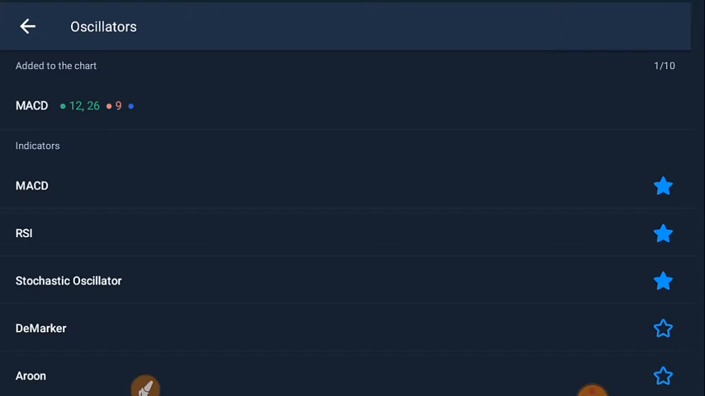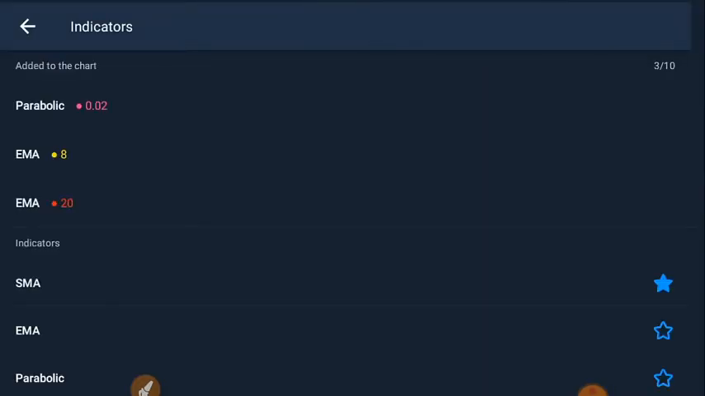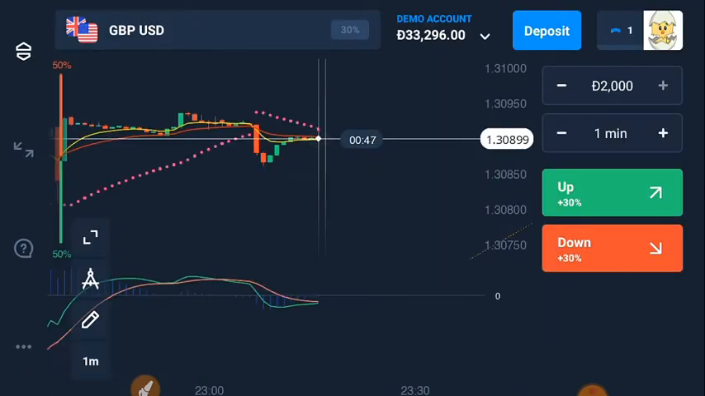So once your MACD is set up, you're going to also set your parabolic SAR indicator, the EMA of 8 and the EMA of 20. Once you set those three up, you're good to go. So let's get into the strategy.